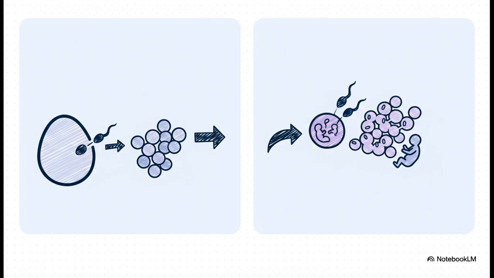Then, on the other side, you have a partial mole. Here, a normal egg gets fertilized by 2 sperm. So instead of 46 chromosomes, you end up with 69. That's a condition called triploidy. Some abnormal fetal tissue might start to grow, but unfortunately, it's just not viable.